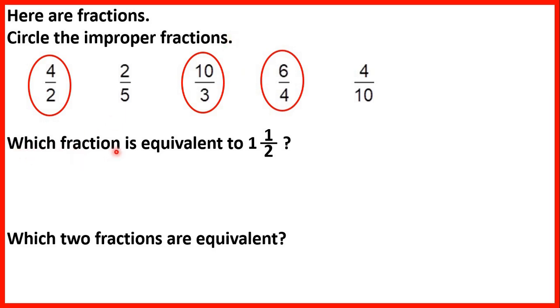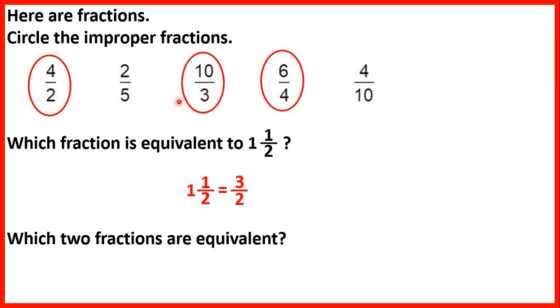Now, which fraction is equivalent to 1 1/2? So here, they've given us a mixed number. But as they've written improper fractions rather than mixed numbers, what we can do is turn our mixed number into an improper fraction. So 1 times 2 is 2, plus 1 is 3. The denominator stays the same, so 1 1/2 is equivalent to 3 halves.